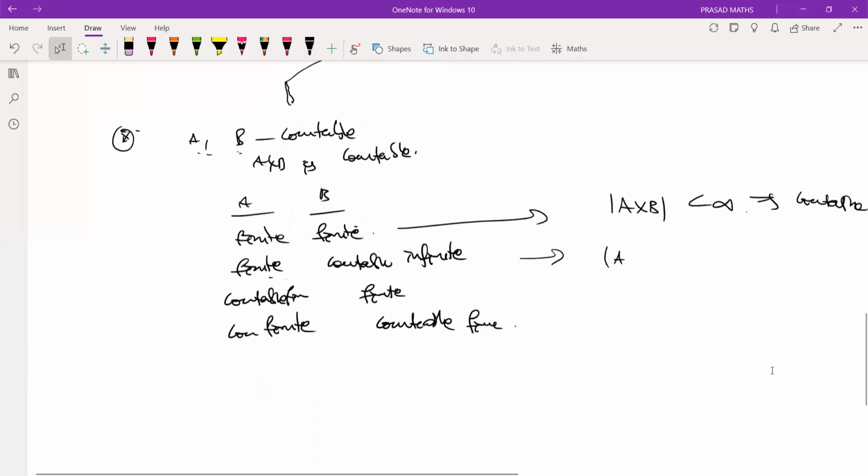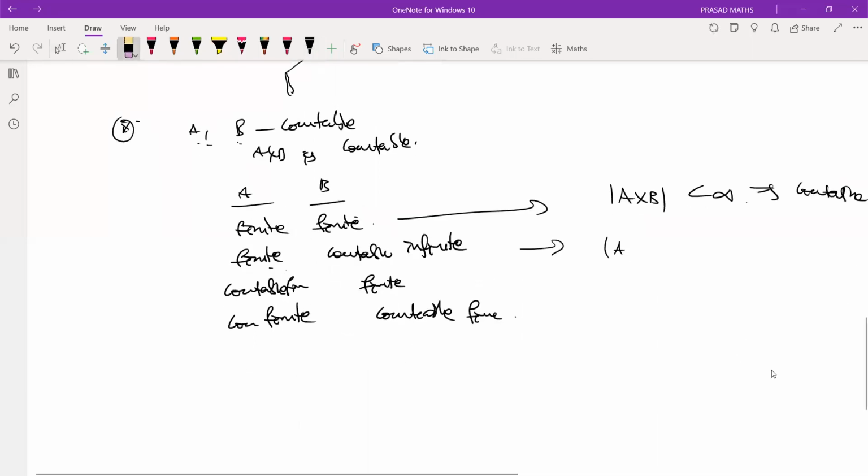The same process. Whenever something is infinite, what is A cross B? It's infinite, right? Pairs of A comma B. The cardinality is the cardinality of A times the cardinality of B. So this is an infinite set. So don't do the procedure, just stop it. So in this method, it is countably infinite.